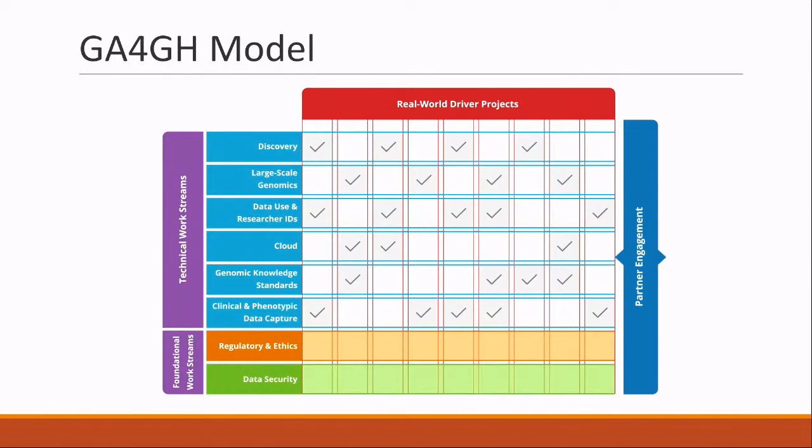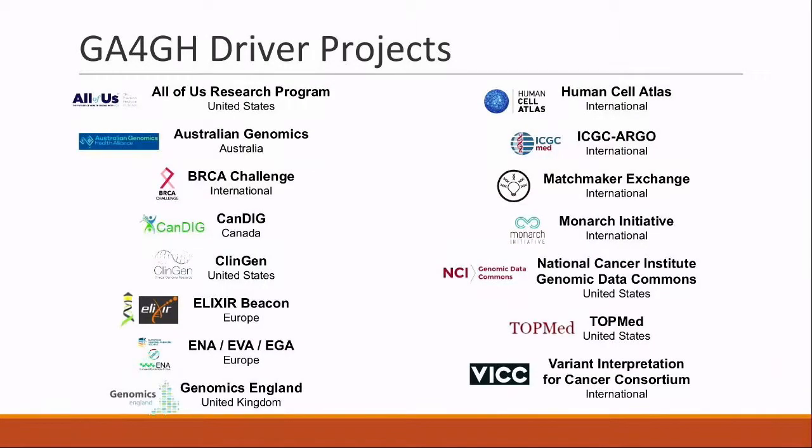They need technical standards, and there are a whole set of technical work streams in the GA4GH that work on tackling the individual technical challenges around data discovery, things like data use and researcher IDs. There's a cloud work stream that's trying to get this model of being able to bring your analysis to where the data is located. And obviously the clinical and phenotypic data capture and harmonization. And underpinning that, we have two foundational work streams, the regulatory and ethics work stream and our data security work stream.